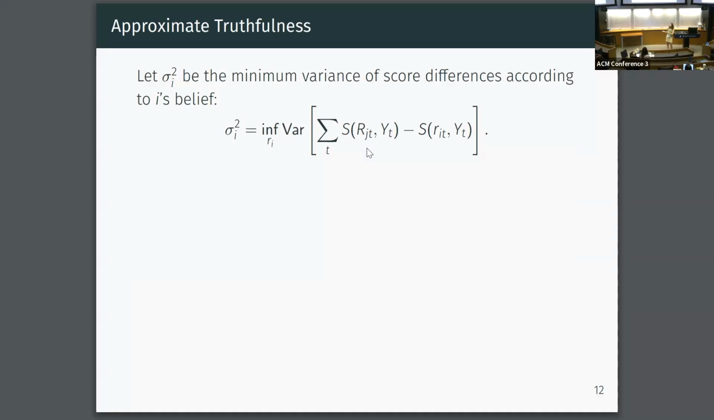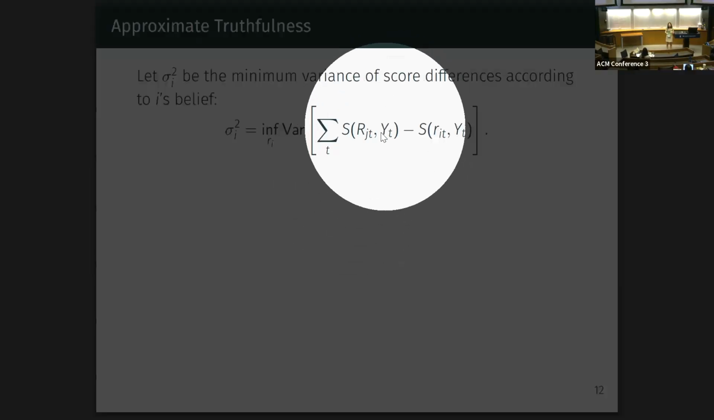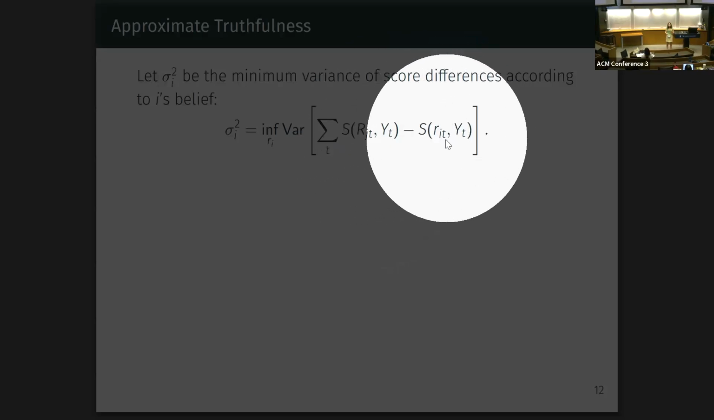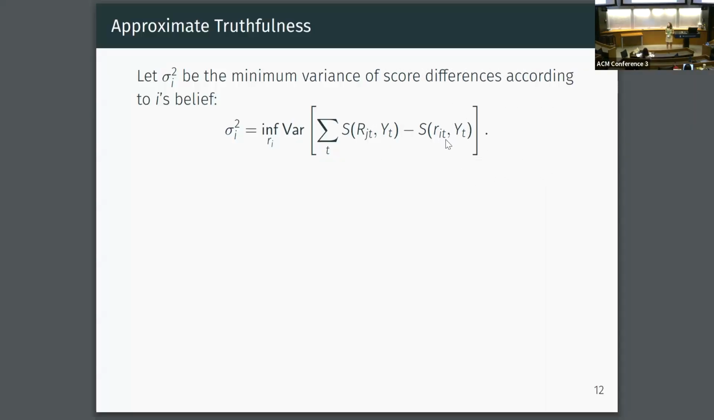And finally, the last technical piece, let sigma I squared be the minimum variance of score differences according to I's belief. We take the variance of the sum of score differences between our JT, which is the other forecaster, and then their report RIT. Again, this is over the joint belief distribution model that we mentioned before over the other forecasters' beliefs and the outcomes. And we just take the minimum over any report vector that I could submit.